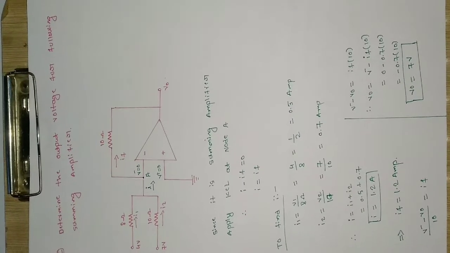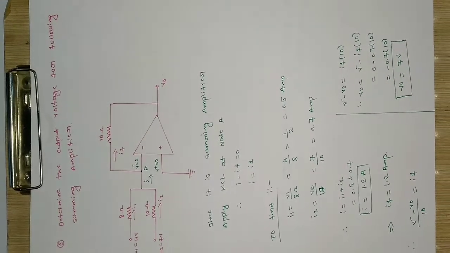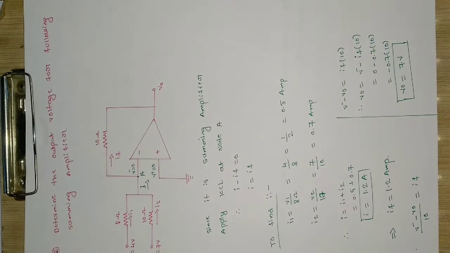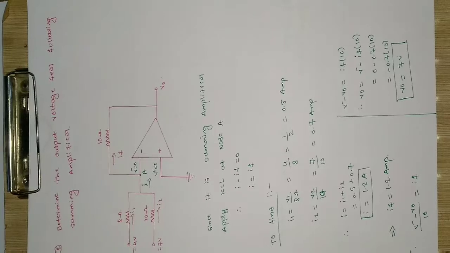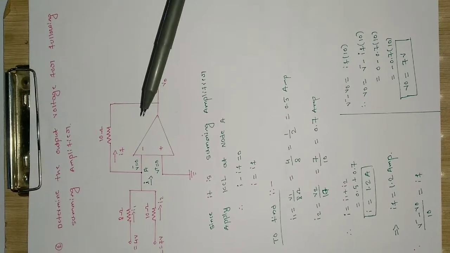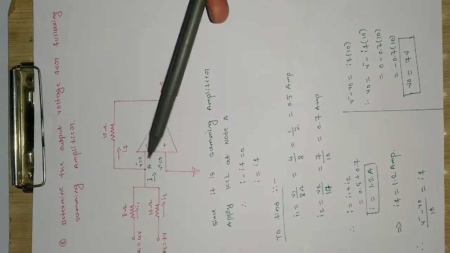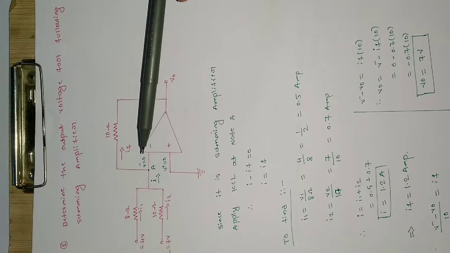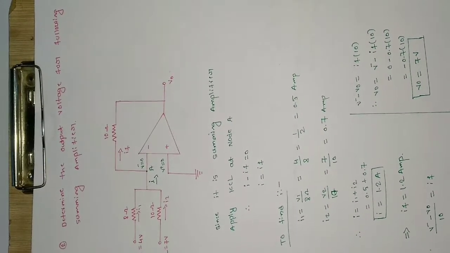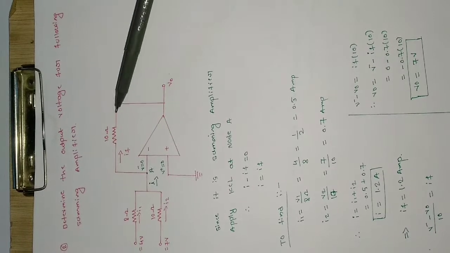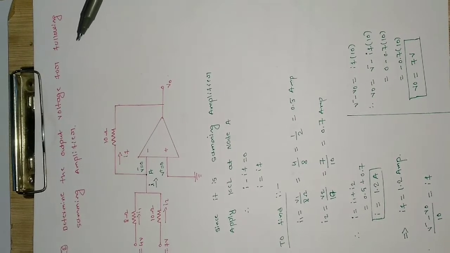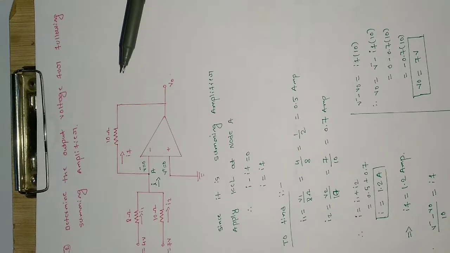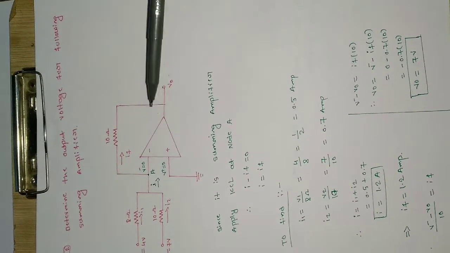Okay, moving further in our tutorial, we have a second problem here. Determine the output voltage for the following summing amplifier. So in this circuit, they have given a summing amplifier for which two input voltages are applied. These are V1 equal to 4 volt and V2 equal to 7 volt, and this is the feedback resistance of value 10 ohm, and these are the input resistances, 8 ohm and 10 ohm respectively, applied to limit the amount of current flowing through the op amp.